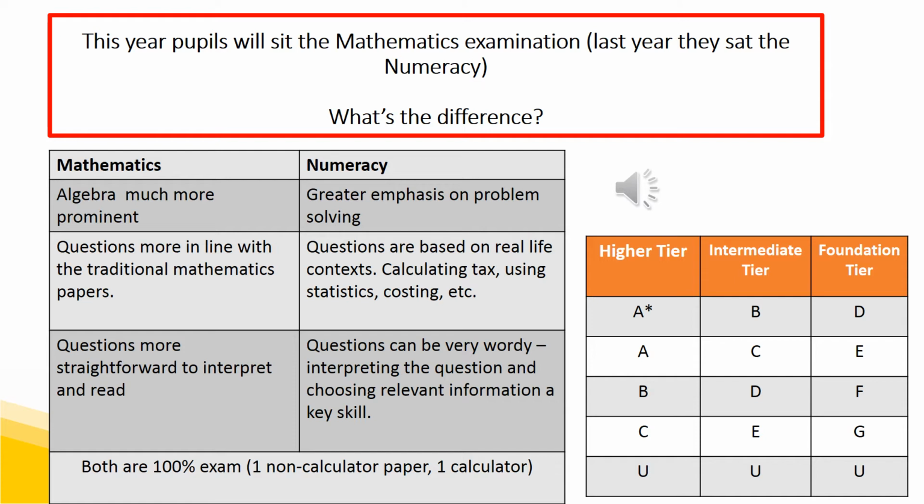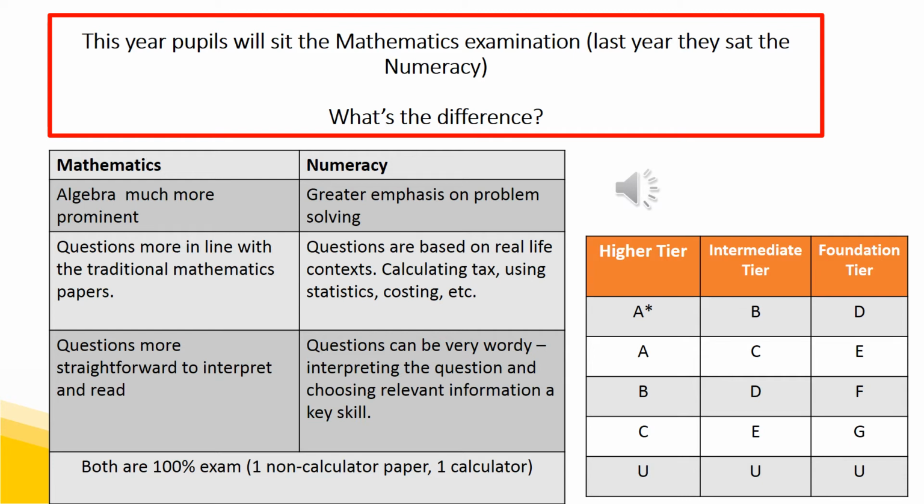Both papers are 100% exam, and you have one calculator and one non-calculator paper for each qualification. Both qualifications are tiered, and as you can see on the right hand side, the higher tier allows students to receive an A star down to a C. However, if a student is not deemed to have reached the C grade, they automatically get a U. The intermediate tier goes from B grades to E, and similarly, if they are not deemed to have reached the grade E, they get a U. And then the foundation tier goes from grade D progressively down to grade U.